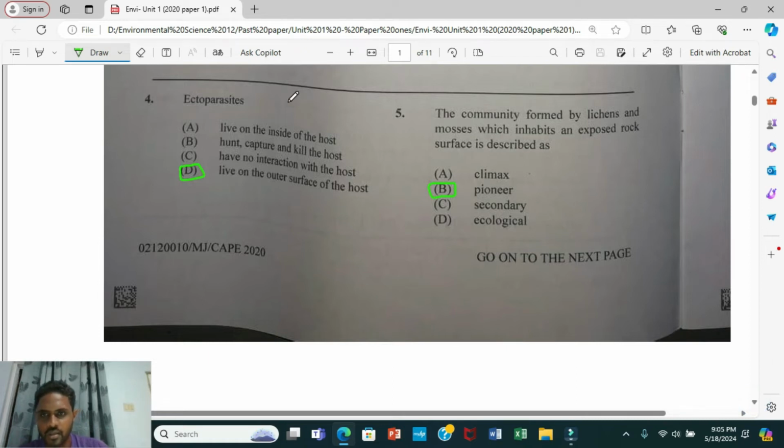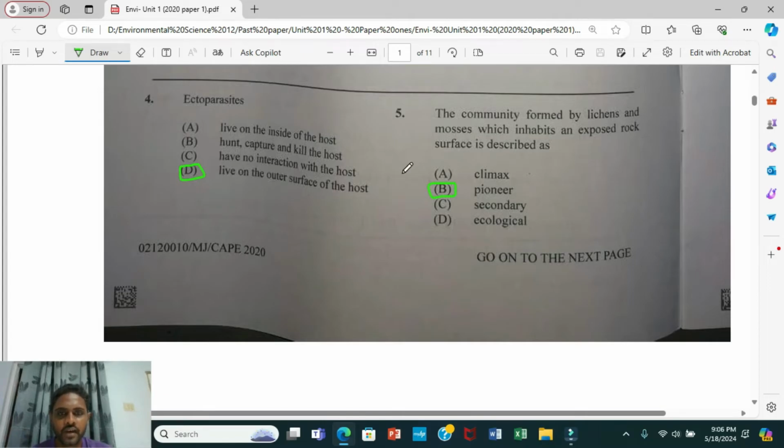Number 4 says ectoparasites. Of course, they live on the outer surface of the host. So for example, ticks, lice, and mites living on the skin of rabbits or goats and dogs. All right. Of course, you have endoparasites, which is the opposite, which means living in the organs of the organisms.